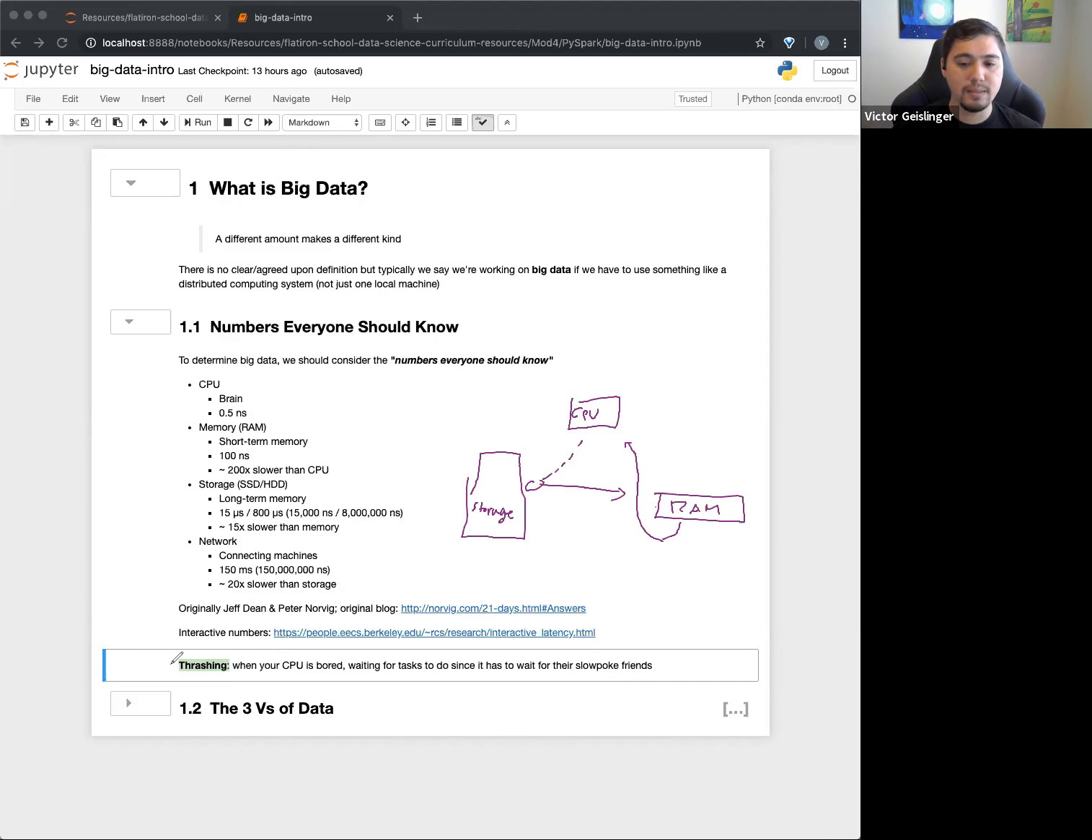This is what thrashing is. It's when the CPU is waiting around for its slowpoke friends, storage and RAM. These guys are busy and the CPU is just waiting. And the CPU can do a whole lot of stuff if given enough things to feed it.